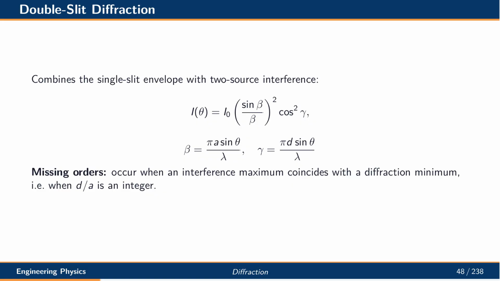The double slit pattern is actually a combination of single slit diffraction and two-source interference. The interference fringes from the two slits are modulated by the single slit diffraction envelope. Sometimes an interference maximum coincides exactly with a diffraction minimum, producing what we call a missing order. This happens when the slit separation divided by the slit width is an integer. Understanding this combined pattern is essential for analyzing diffraction experiments.